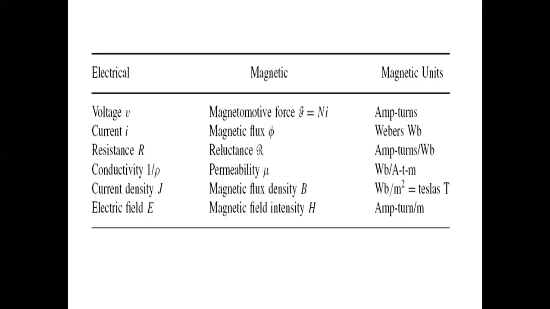Conductivity in the magnetic circuit is the permeability mu, with the unit Weber per ampere turn meter. Electric current density corresponds to magnetic flux density B in the magnetic field, in Weber per square meter, which is equal to Tesla. The electric field, denoted by E, corresponds to the magnetic field intensity, denoted by H, in ampere turns per meter. So these are the similarities, and that is the reason we call them analogous. Analogous means similar.